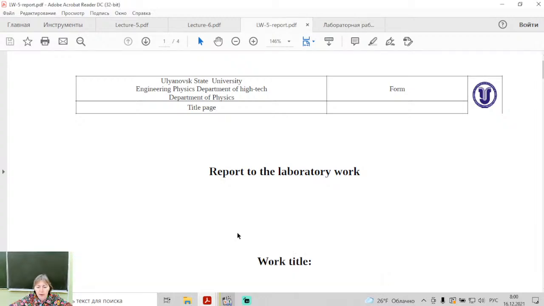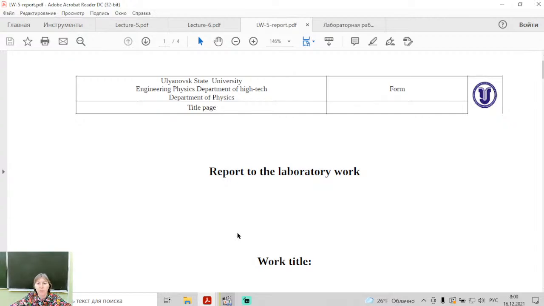Now we talk about biopotential and about electric dipole and the physical basis of electrocardiography.